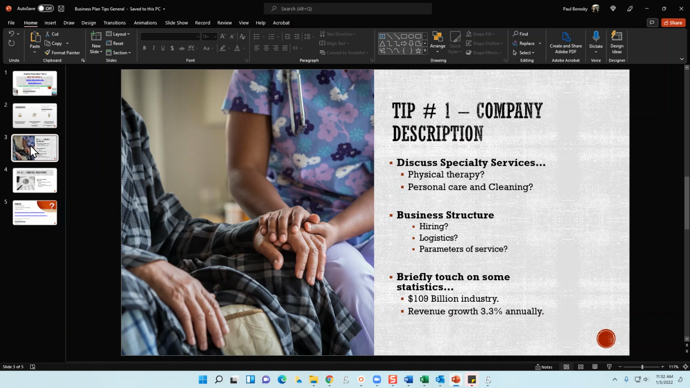And then finally, in the company description section, somewhere in there, make sure to work in some industry statistics. For example, the home healthcare industry is a $109 billion industry right now, with revenues growing at about 3.3% annually. When you're able to work in a couple of industry statistics, whether right next to each other, or one piece of information in the first paragraph and the second statistic a little bit further down the line, what you're doing is showing credibility.